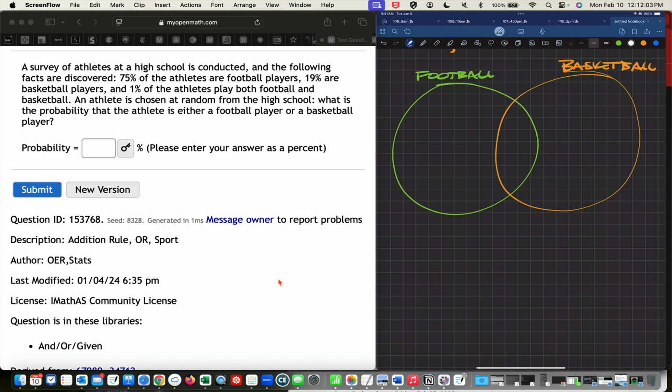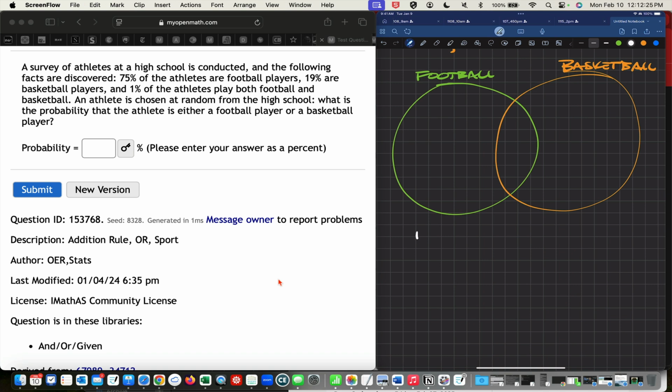A survey of athletes at a high school is conducted, and the following facts are discovered. 75% of the athletes are football players, 19% are basketball players, and 1% of the athletes play both football and basketball. An athlete is chosen at random from the high school. What is the probability that the athlete is either a football player or a basketball player?